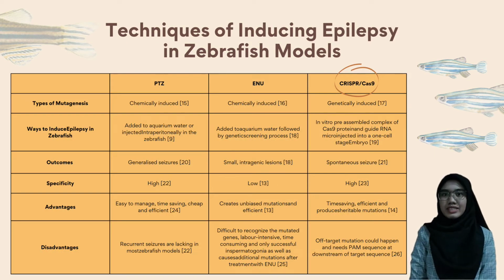This table summarizes the techniques of inducing seizure-like conditions in the zebrafish. The first technique is by using PTZ to produce generalized seizures. The second method is by using ENU mutagenesis, which will create a random point mutation in the zebrafish genome, and recently using the CRISPR-Cas9 system to alter the gene transcription of the SCN1A gene. Out of all these techniques, the CRISPR-Cas9 system is the most efficient at creating a germline mutation in the zebrafish, while at the same time being inexpensive and time-saving.